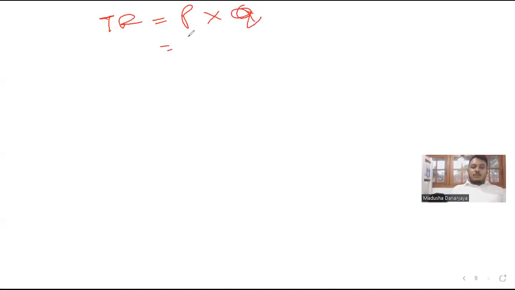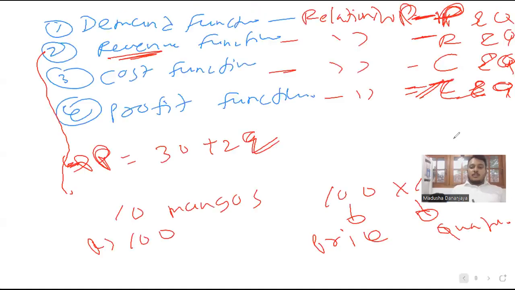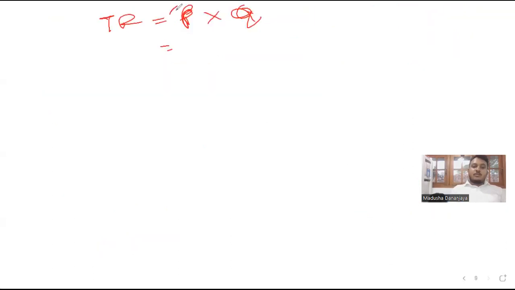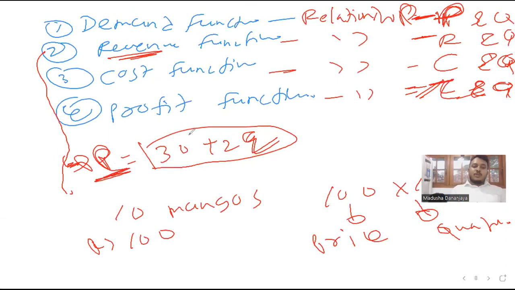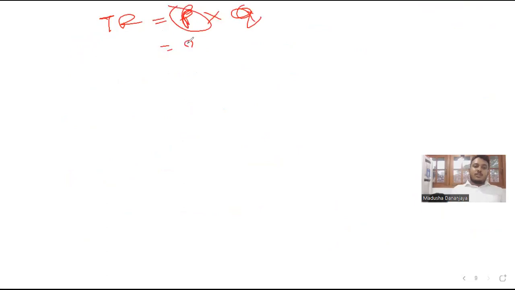Now, where is P? Earlier, you saw demand function means P equals this one. Now in the revenue function, P is there, no? So instead of P, you can put what? Instead of P, you can put 30 plus 2Q. Just put 30 plus 2Q.